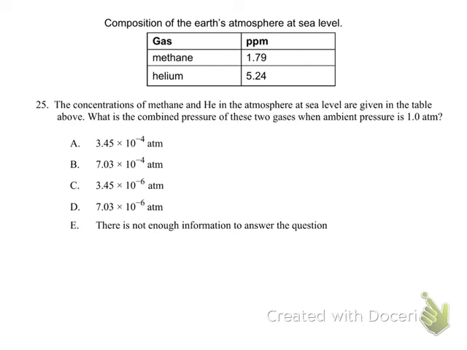So we're given the parts per million of methane and of helium. So we can turn parts per million into mole fraction. So we can use this relationship. Parts per million is equal to the mole fraction of a given gas times a million. It tells us that for every 1 million particles you have, how many of them are a given gas. So let's figure out what the mole fraction is for both helium and for methane.